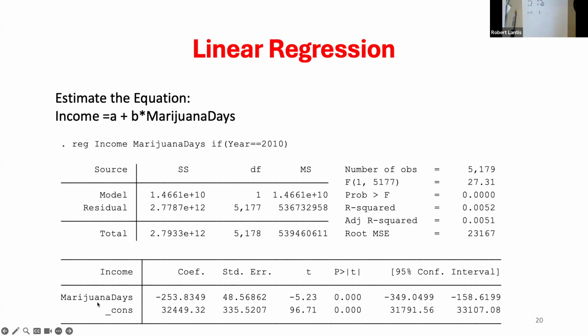So for someone that uses marijuana 0 days, the expected income here is about 32,000. Then for every additional day they use marijuana each month, the predicted income would fall by about $253. Right? Well, once again, take this with a grain of salt. We'll end up saying why a simple regression like this shouldn't be relied on too heavily. But for now, we've got to walk before we can run.